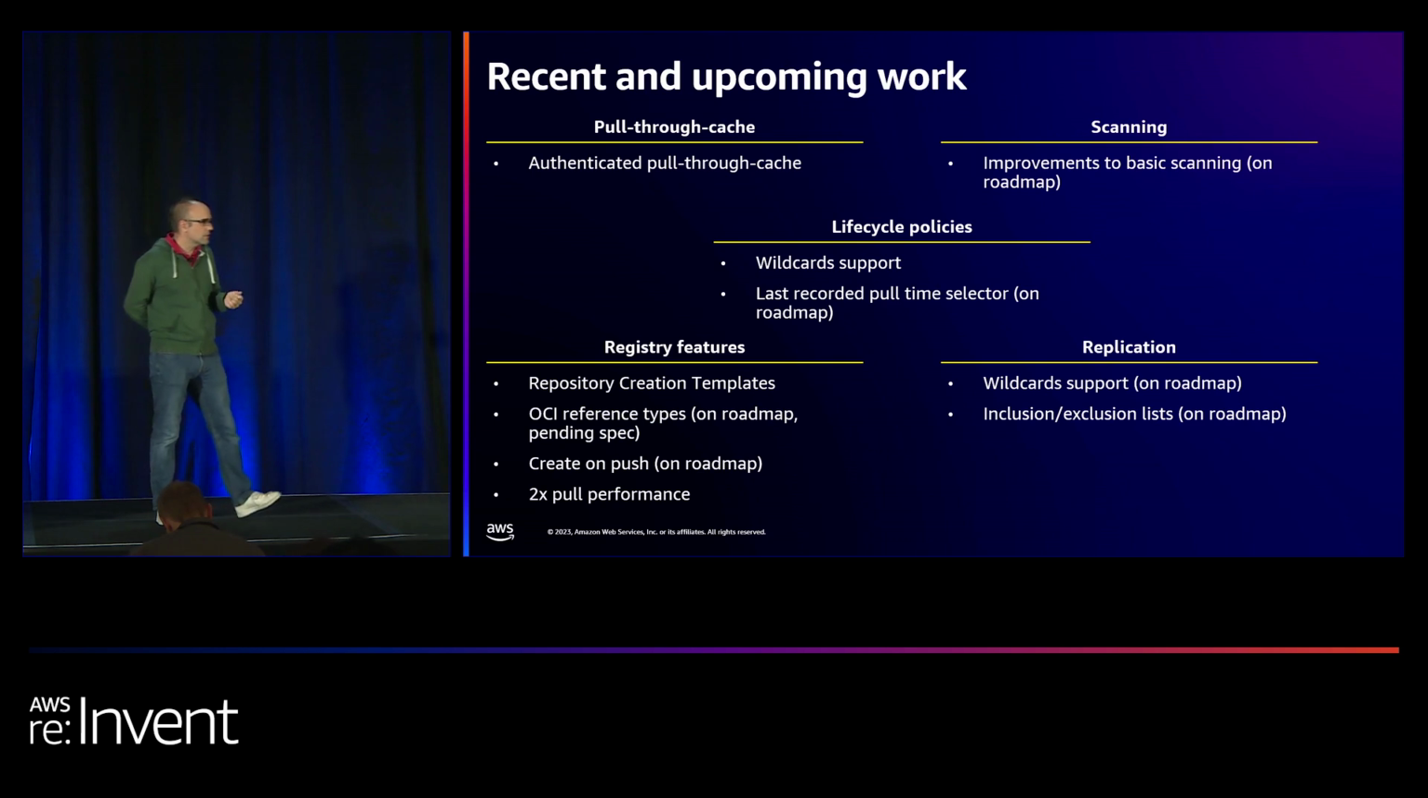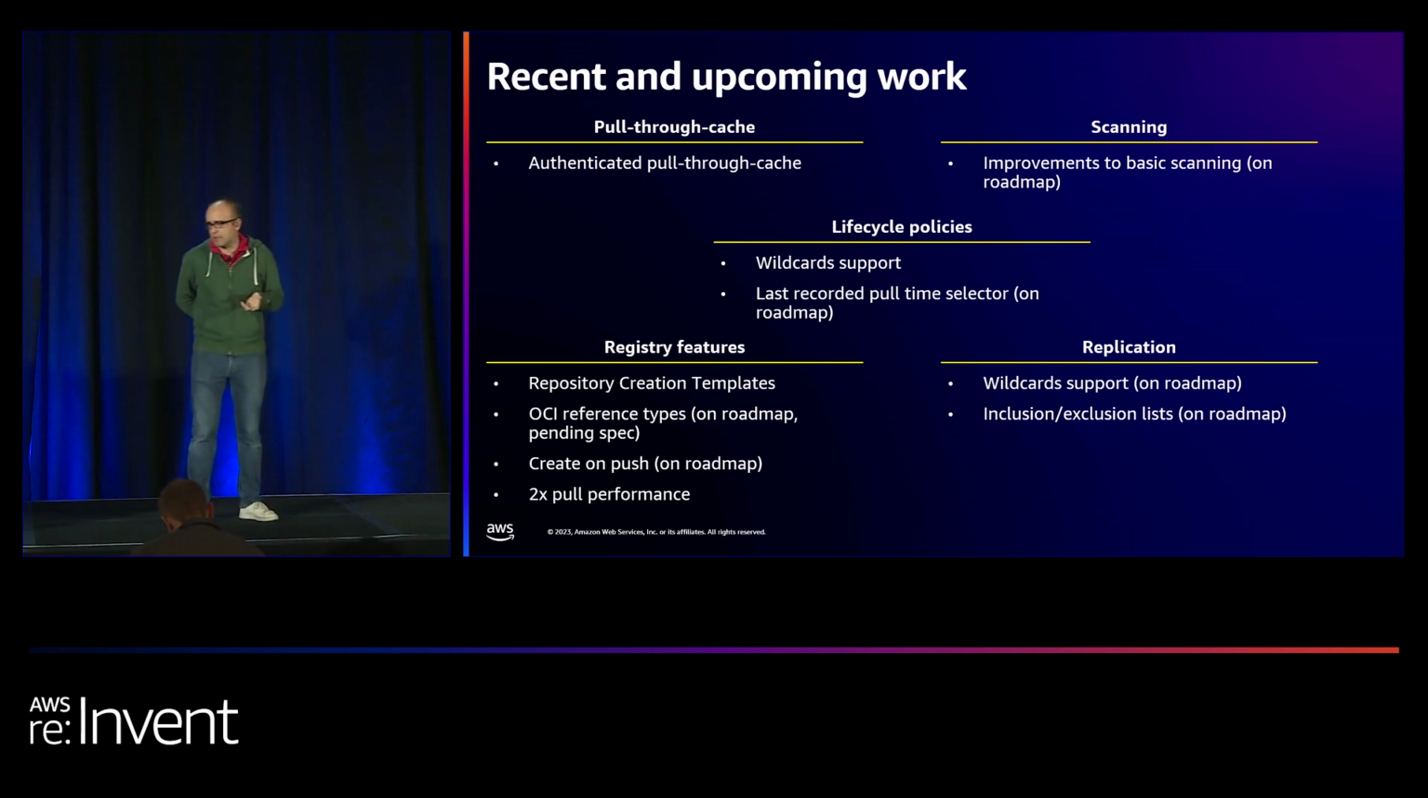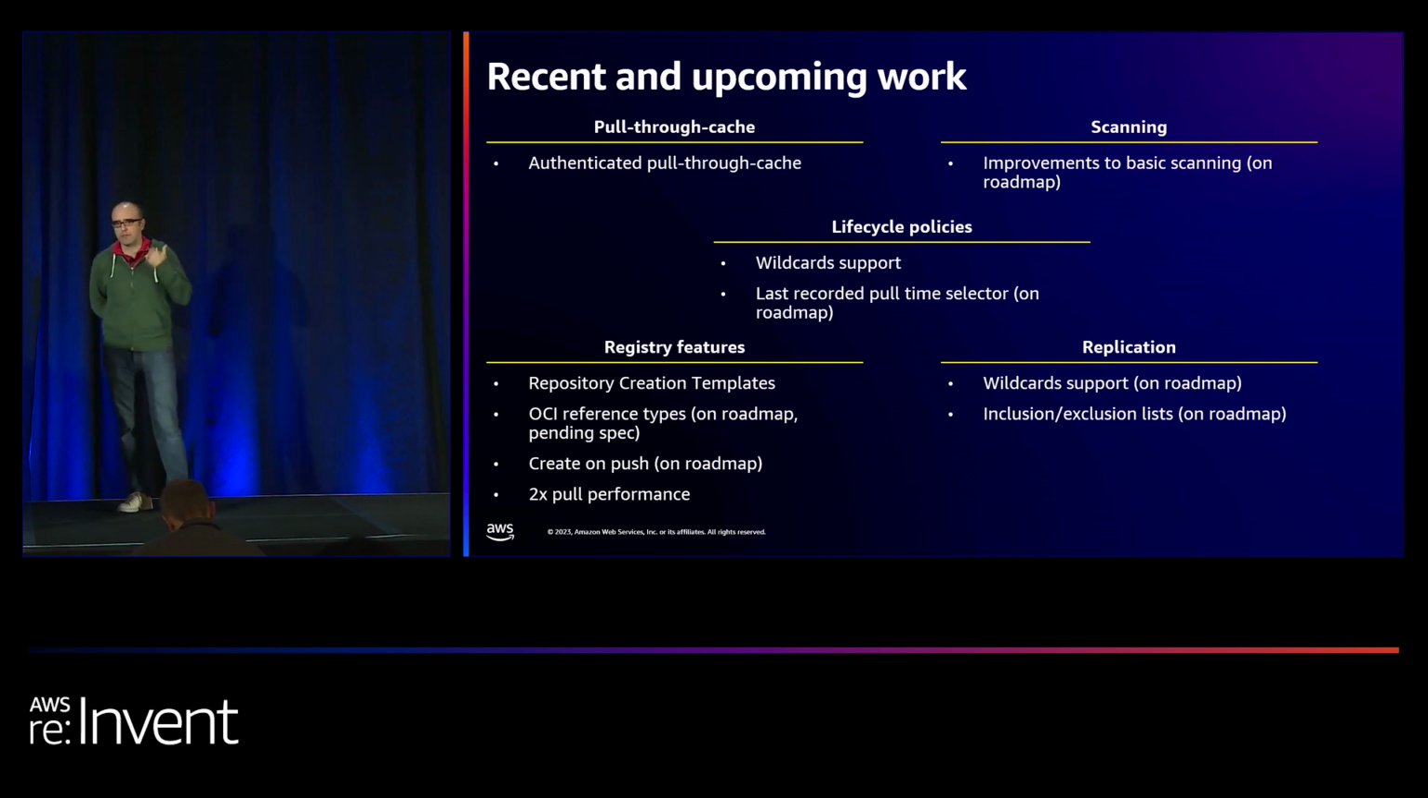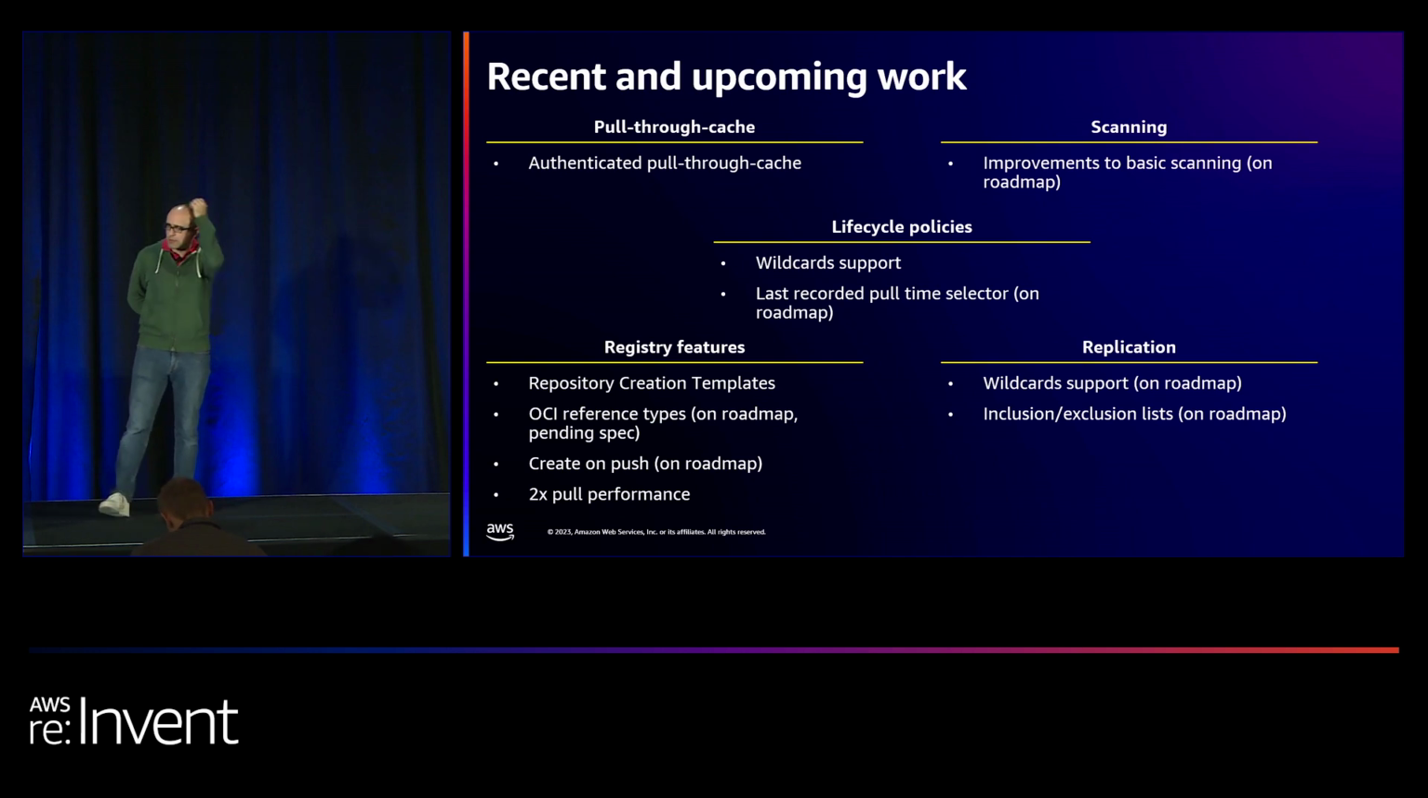Create on push. That's another thing that frequently comes up from customers. Other registries that you might be thinking of support this. If you try to push an image to a repository and it doesn't exist, it will be automatically created for you. That's also something that we're adding.